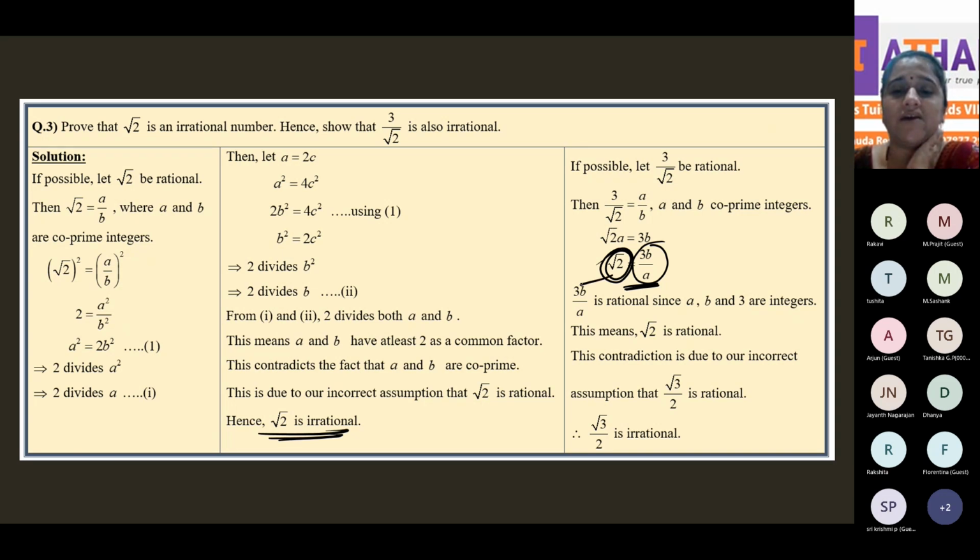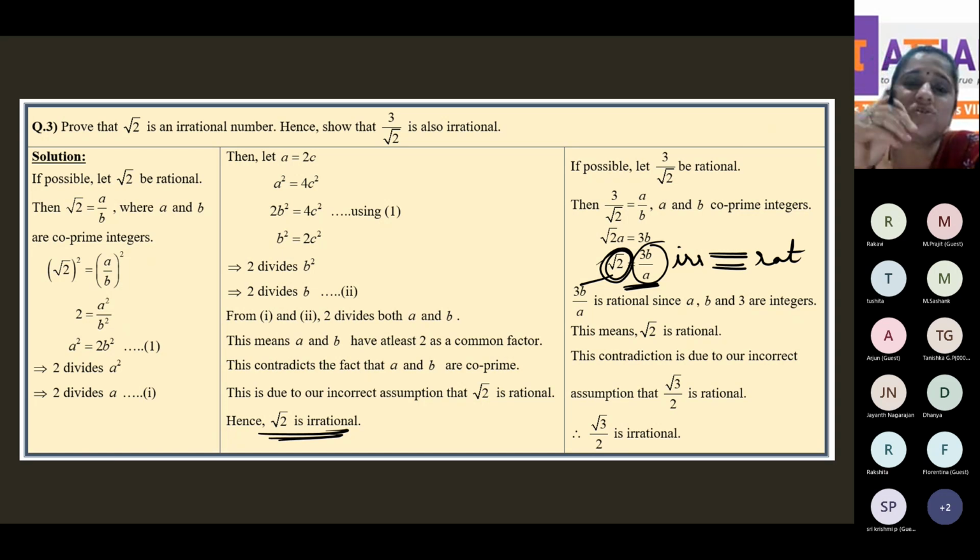So on one side we have the equal to sign. It's an equality. On one side, we have an irrational number. On the other side, we have a rational number. How can an irrational number be equal to a rational number? So it's a contradiction. You cannot get a situation like this, where an irrational number is equal to a rational number.